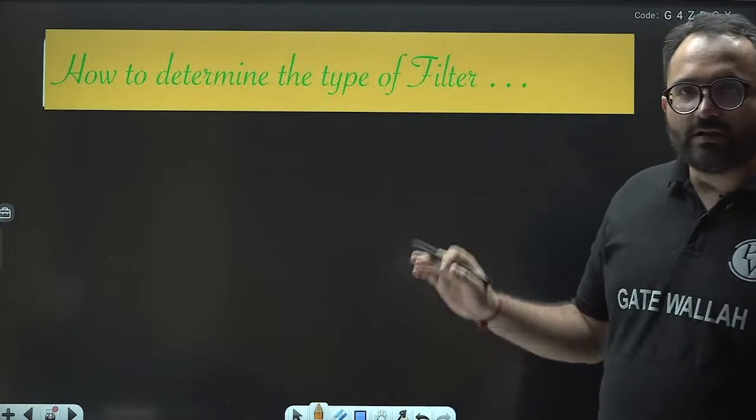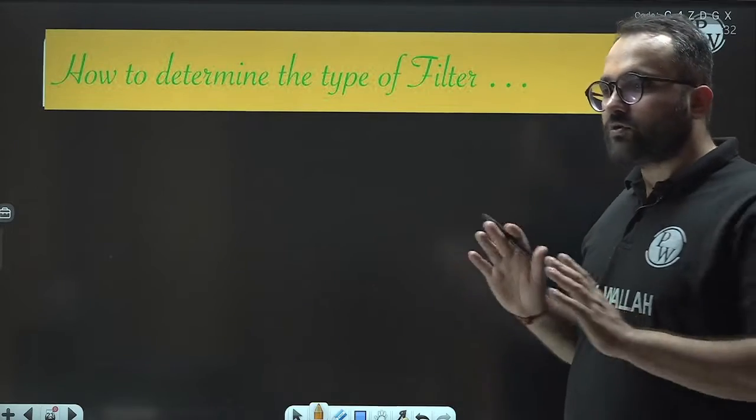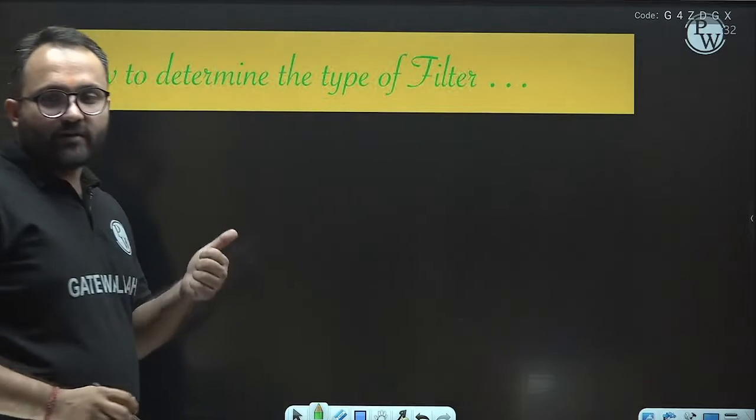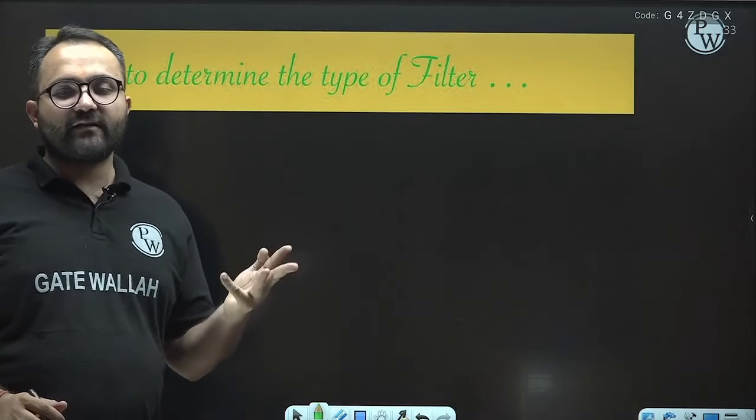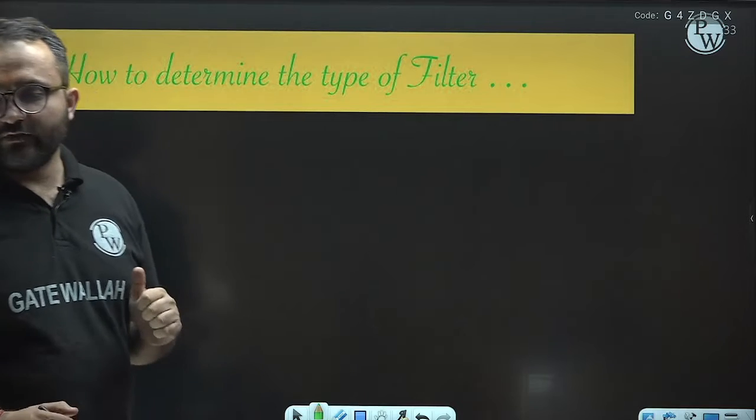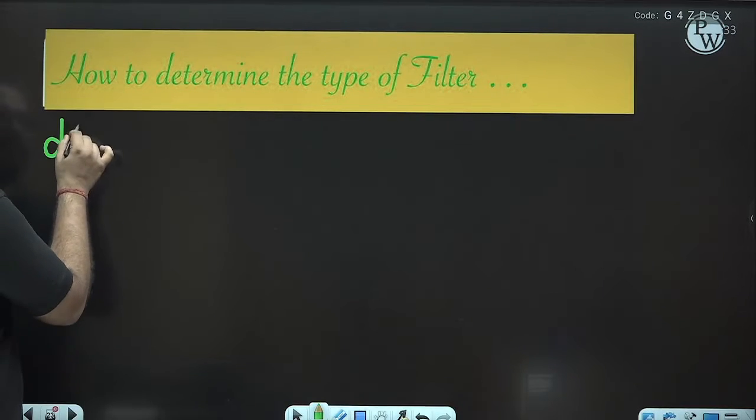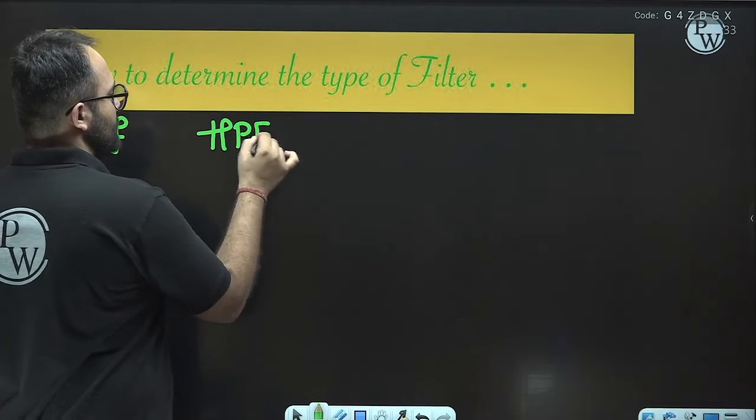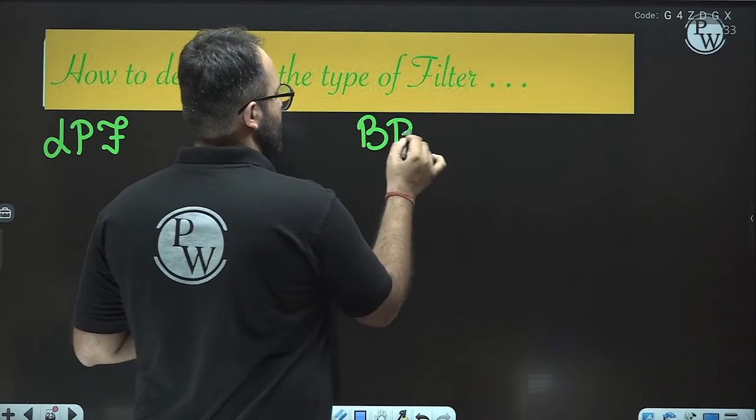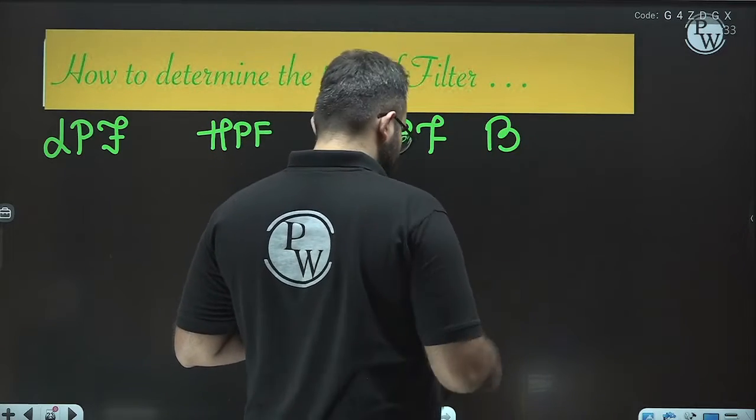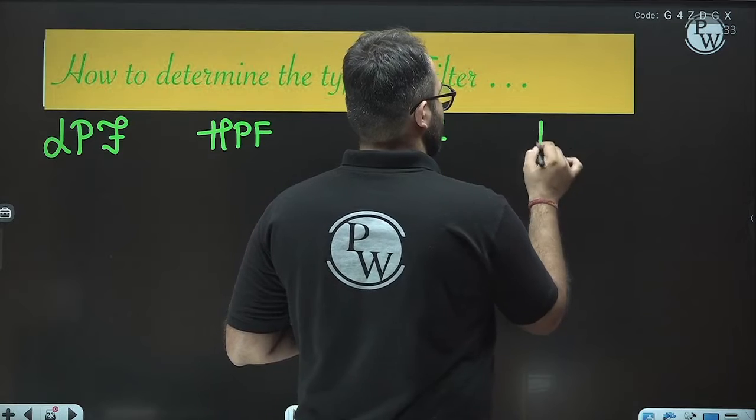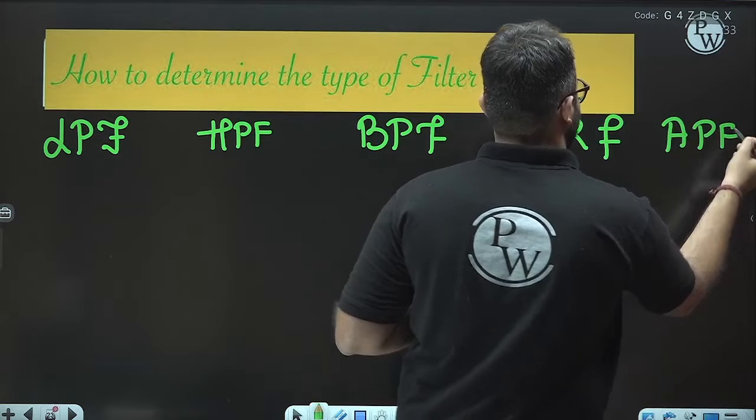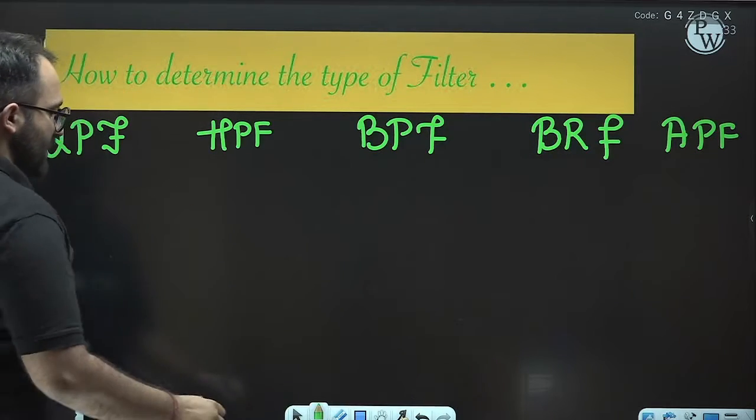So first of all, let me tell you what all filters we have. We have low pass filter, high pass filter, band pass filter, band reject filter and the all pass filter. So we have these kinds of filters.